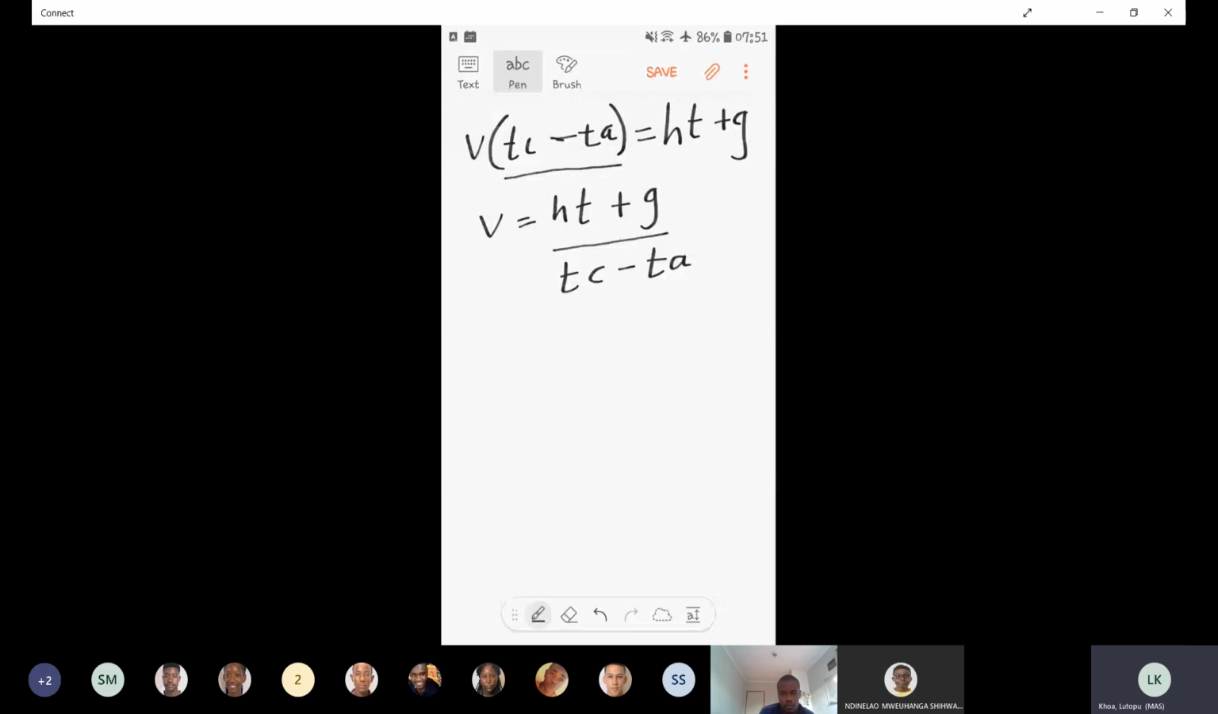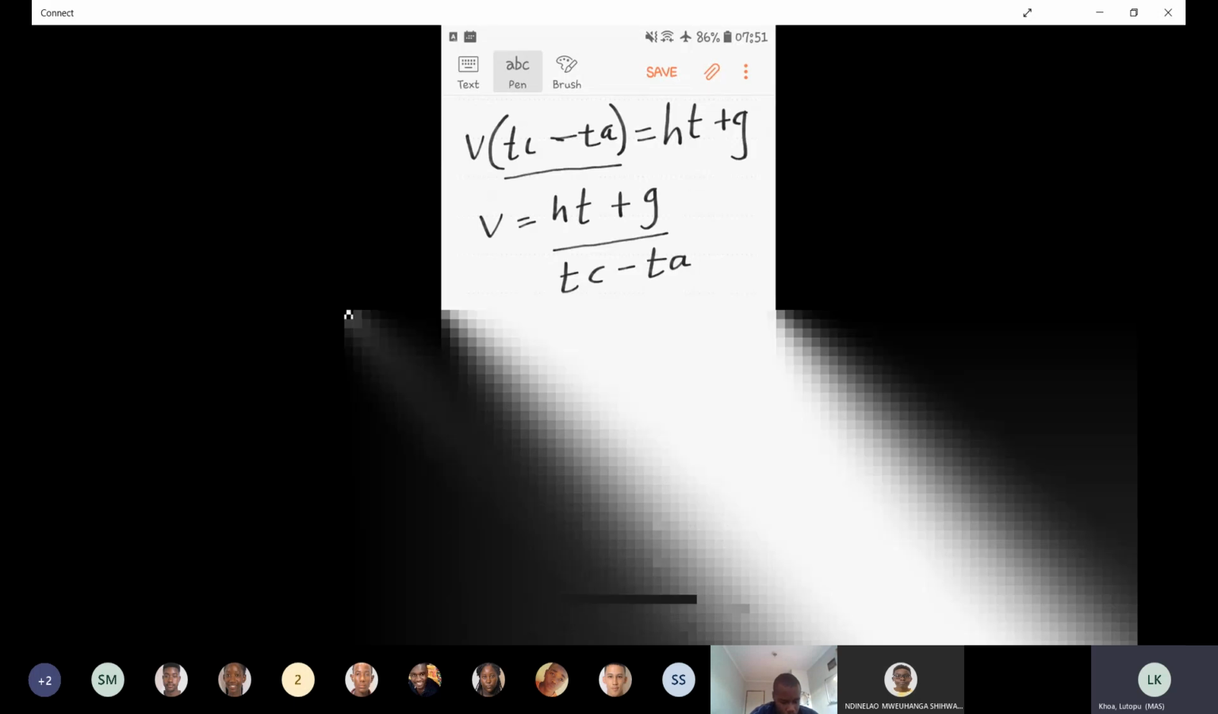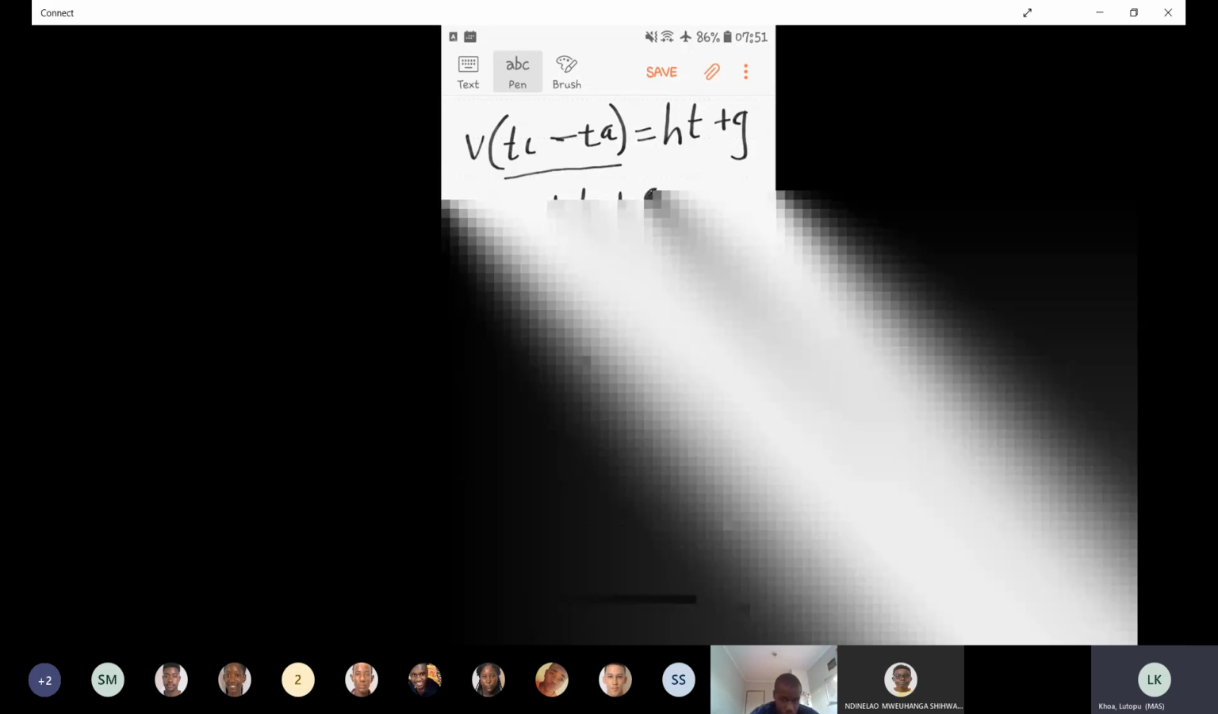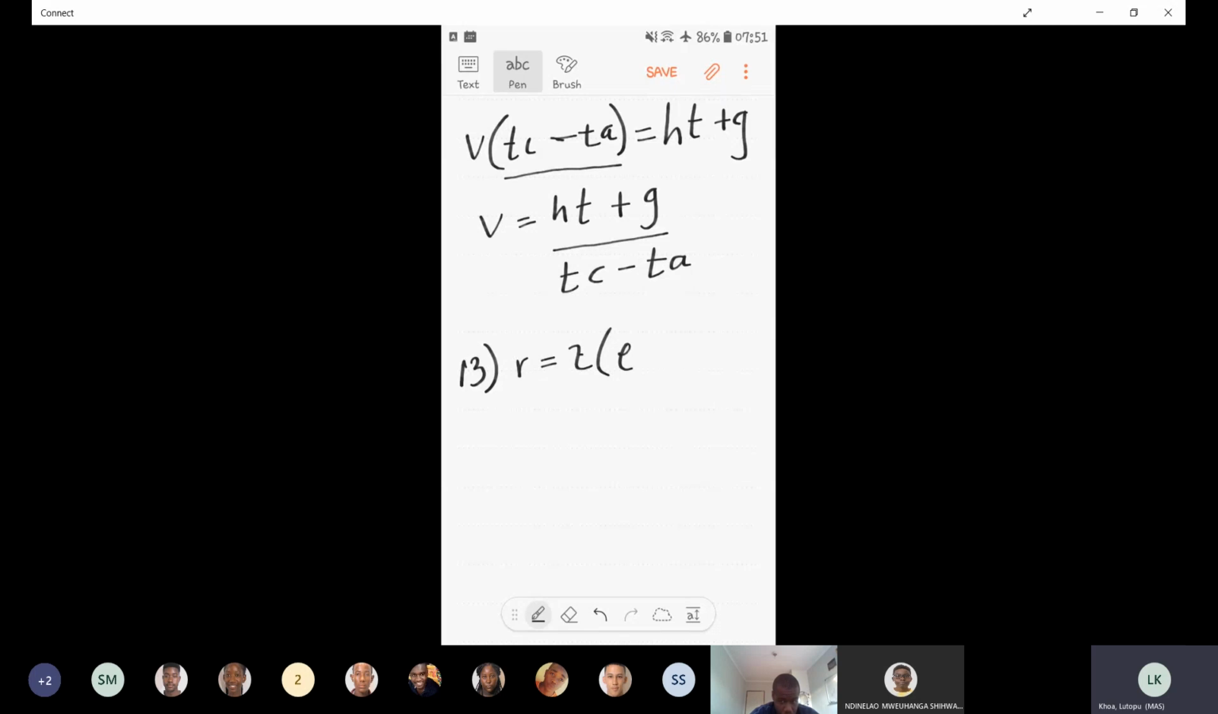Then number 13, we have R is equal to Z e to the power of SW, that's a W, over KP minus 2. Okay, here we have to make S the subject of the formula. So S is an exponent, so that should already tell you that we will have to use logarithms somewhere.